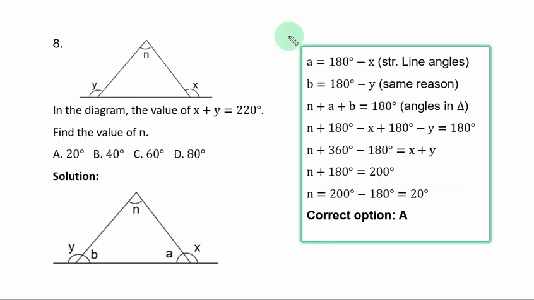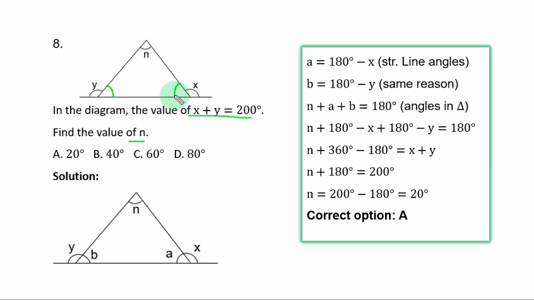Question 8. In the diagram, the value of s plus y is equal to 220, or it should be 200 degrees. Yes, 200 degrees. Find the value of n. For us to get n, we need this angle and this angle, so that if you add the three angles, the sum is equal to 180 degrees.